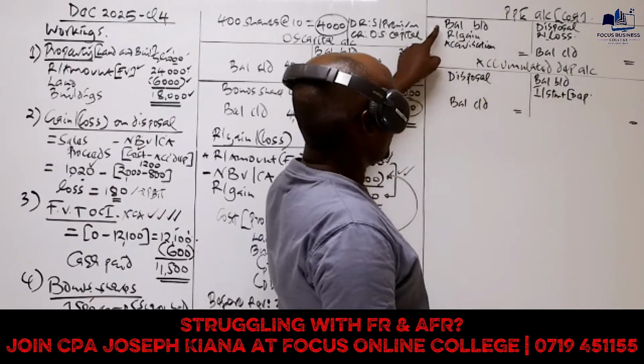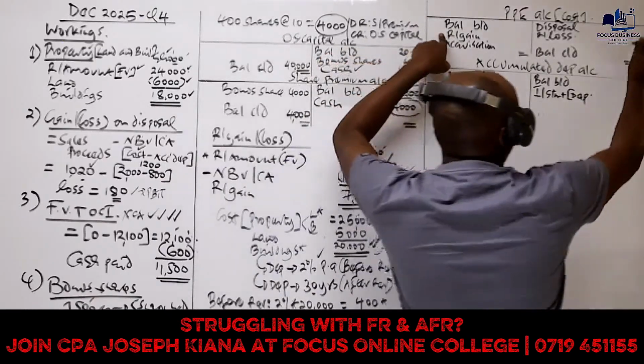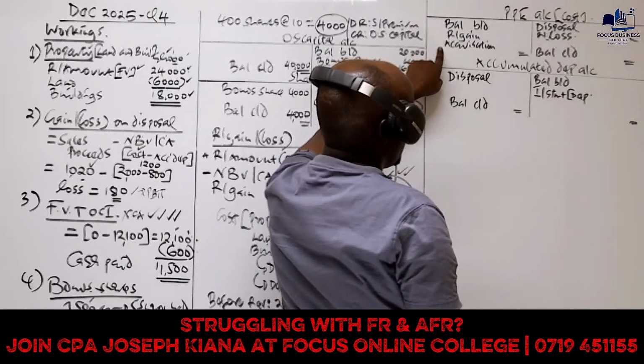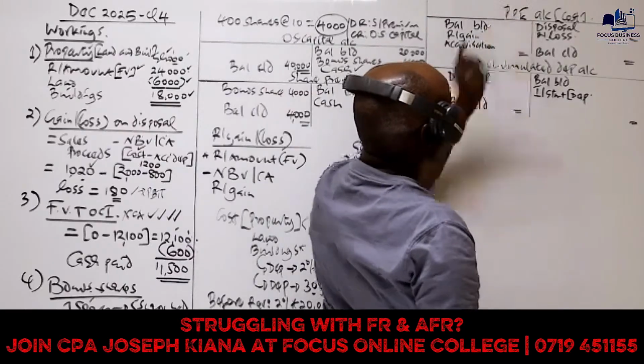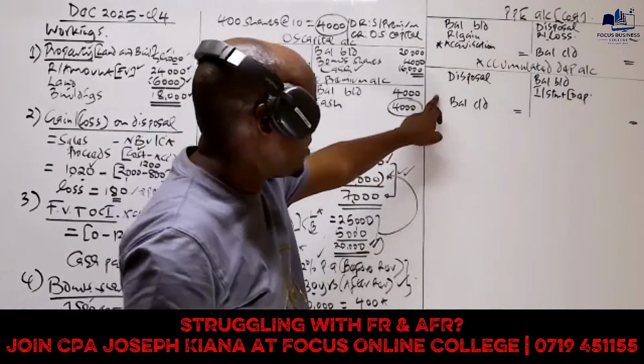So in this question, we have a revaluation gain. Automatically, we don't have a loss. We have the items of PP&E which were disposed. So what we want to determine is that. Let's start with this account, in fact.